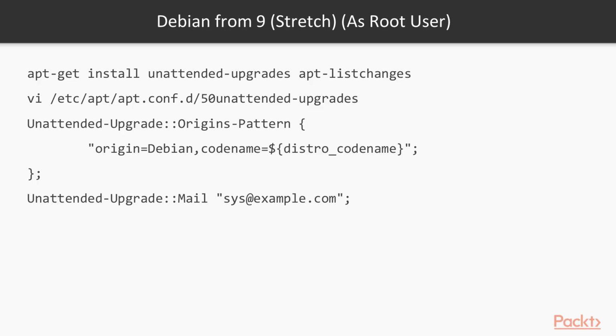For Debian 9, called Stretch, this is changing. The packages are still called the same, but the configuration file has changed. Here the origins pattern has to be rewritten like that. Origin equals Debian, codename equals a placeholder for the distro codename, you can put it like that. And also the Unattended-Upgrade::Mail configuration.